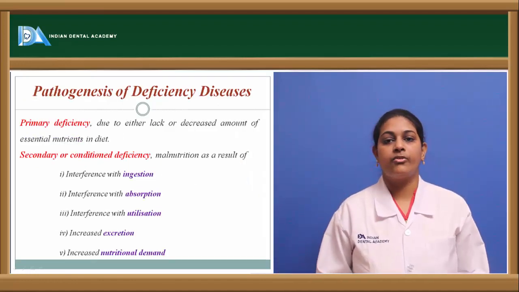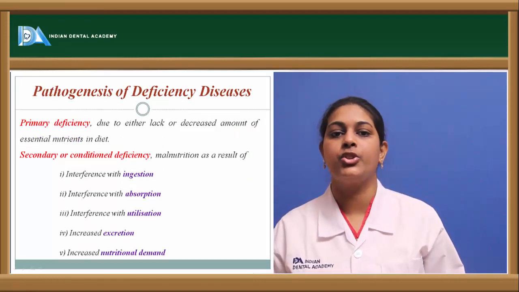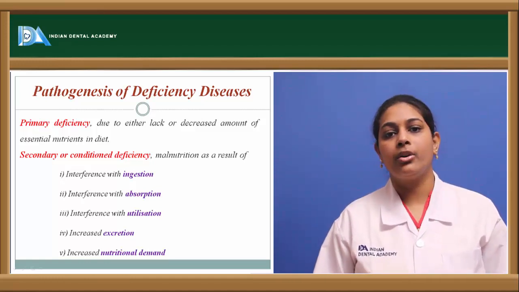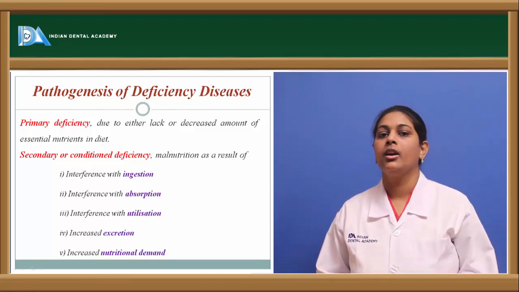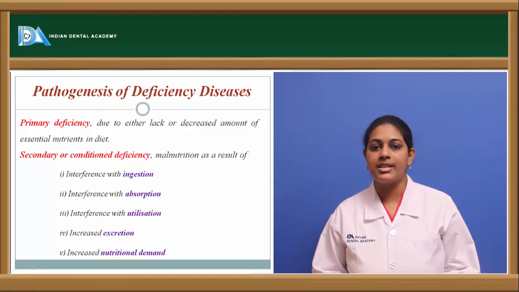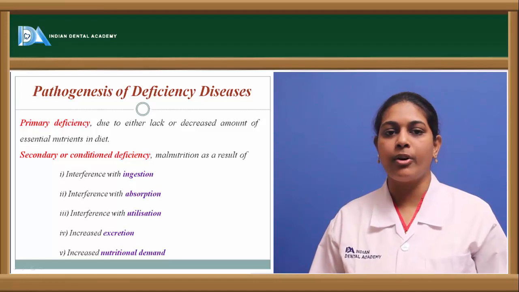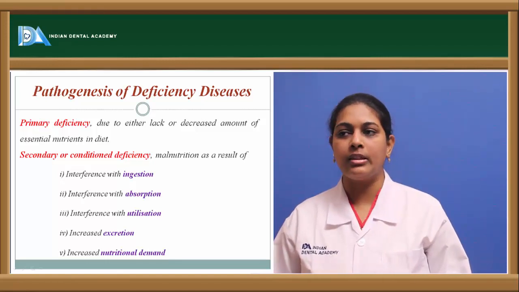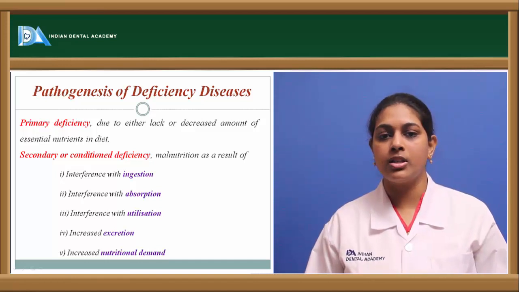Coming to the pathogenesis of the deficiency disease, that is any deficiency amongst the previously described, that is the energy or the carbohydrates or the nutrients or the mineral content or water, might lead to certain deficiency disease, and these deficiency diseases are majorly because of primary deficiency or otherwise secondary deficiency. Primary deficiency means that there is lack of a particular substance in the diet, and it could be defined as a primary deficiency, which is because of either lack or decreased amount of essential nutrients in the diet. That is the cause of the disease can be known.